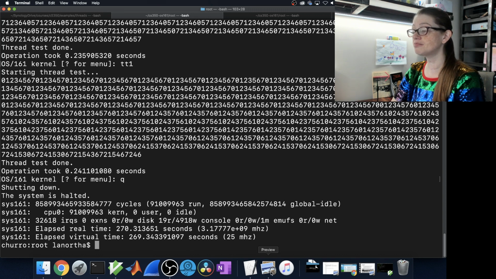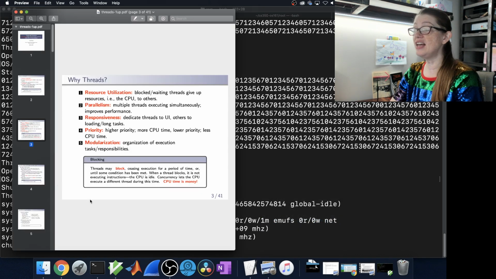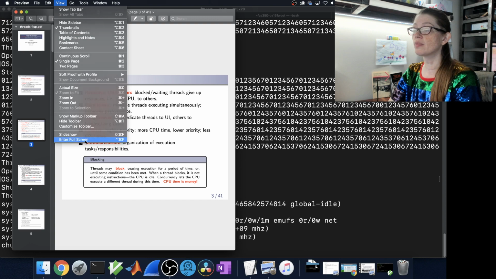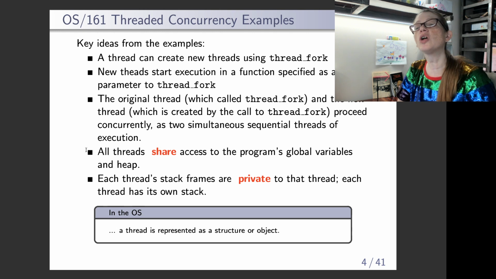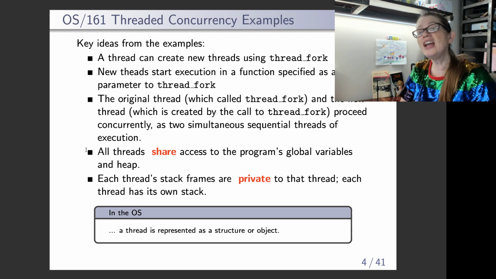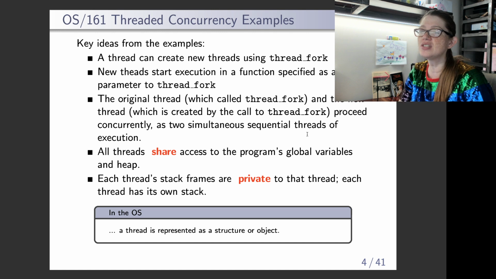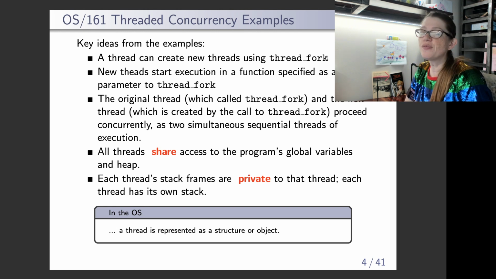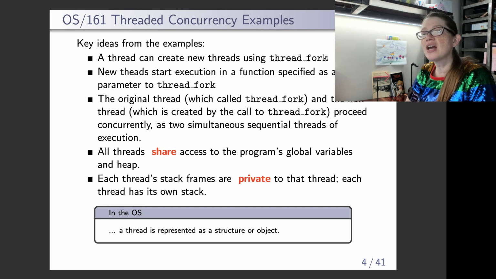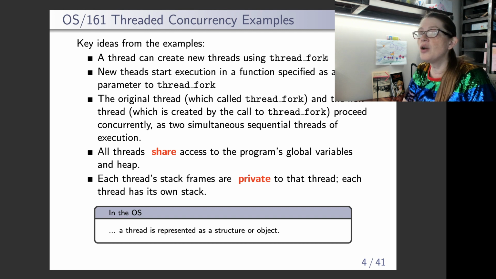All right. Now let's take a look at our threads a little bit more closely in OS 161. To create a new thread in OS 161, you're going to use the function known as thread fork. Now, this function is not a function that exists outside of OS 161. There are many different threading libraries out there, and they each have their own way of creating a new thread. In OS 161, the function is called thread fork.